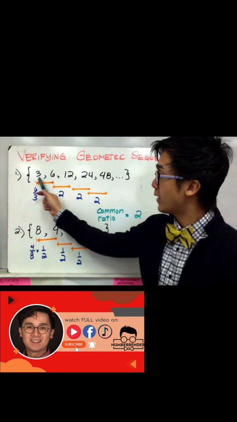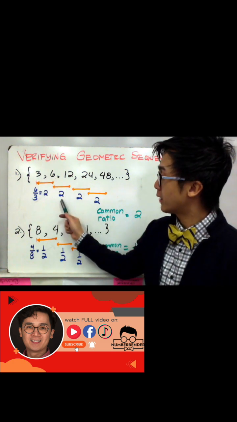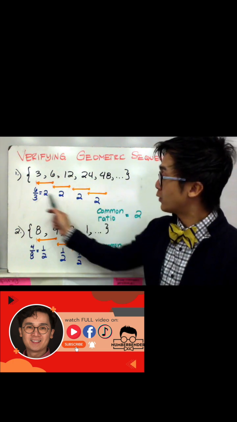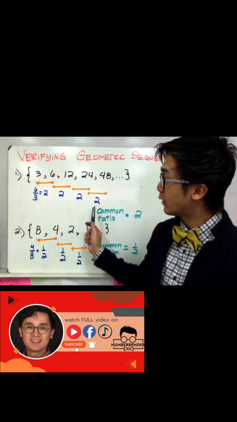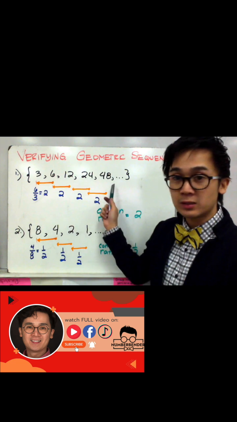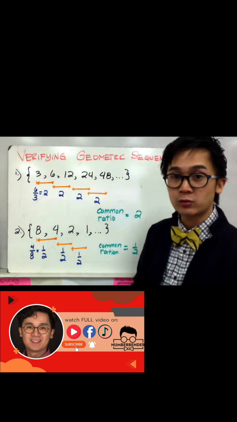So 6 divided by 3 will give us 2. 12 divided by 6 will give us 2. 24 divided by 12 will give us 2. And if you'll notice, our quotients are all consistently equal to 2. So that means we have a common ratio for this sequence. Therefore, number 1 is verified to be a geometric sequence.